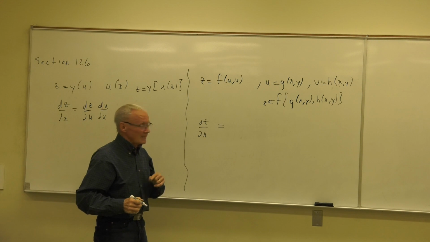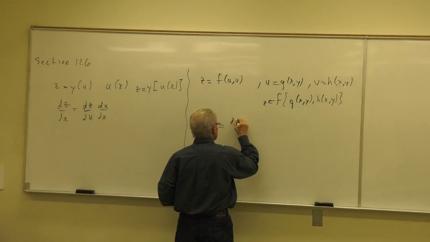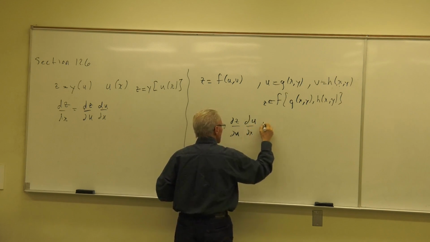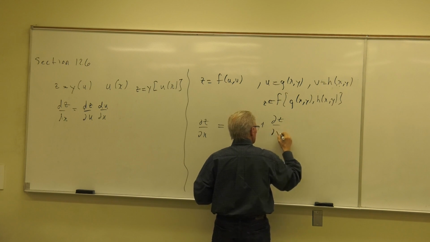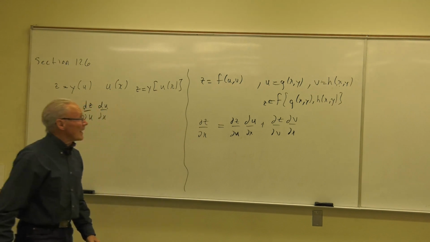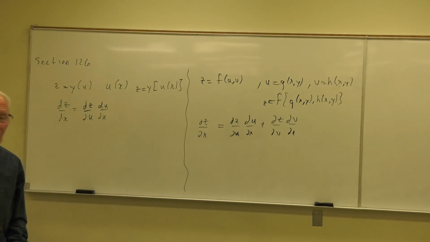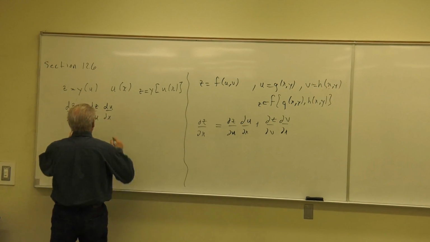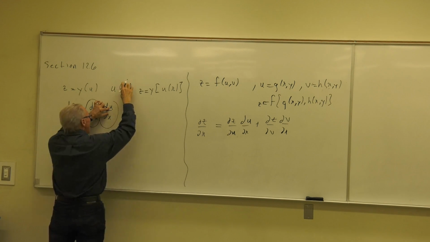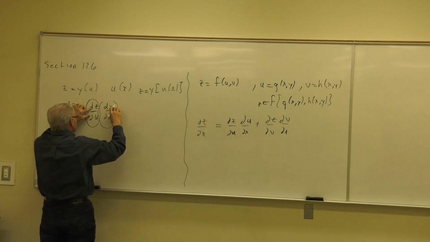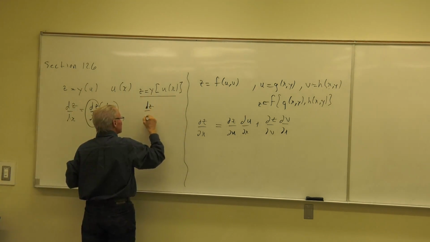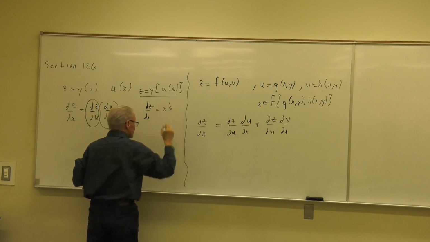It is proved in the book, and I'm not going to prove it here in class. It says you differentiate z with respect to u, and you differentiate u with respect to x. You differentiate z with respect to v, and you differentiate v with respect to x. And you add those things together, and that will give you the right answer. Now notice one thing in particular: if you did it directly and calculated dz/dx, you would only have x's.